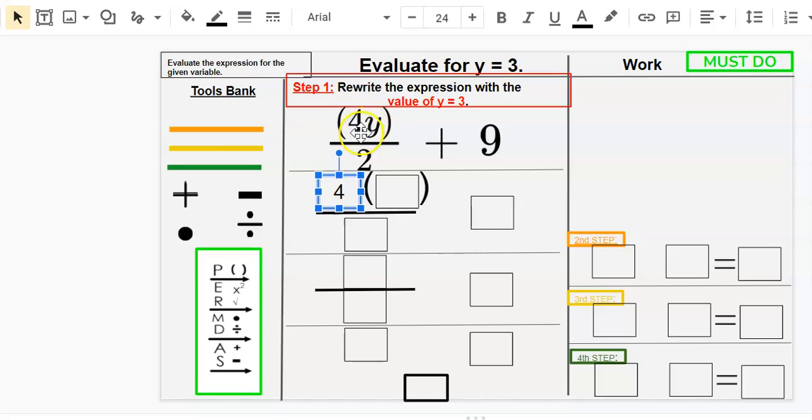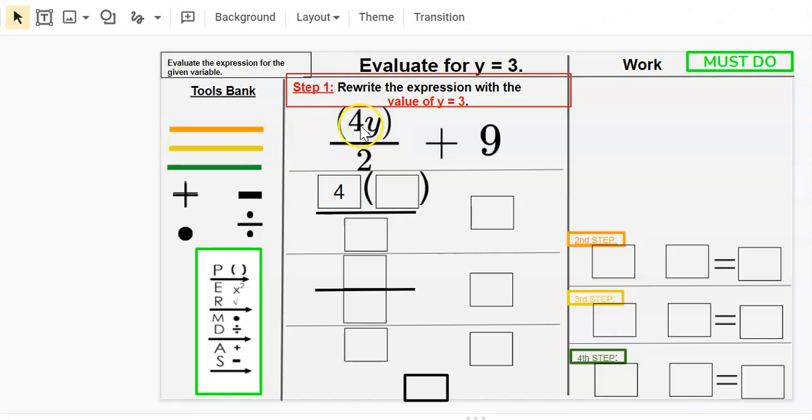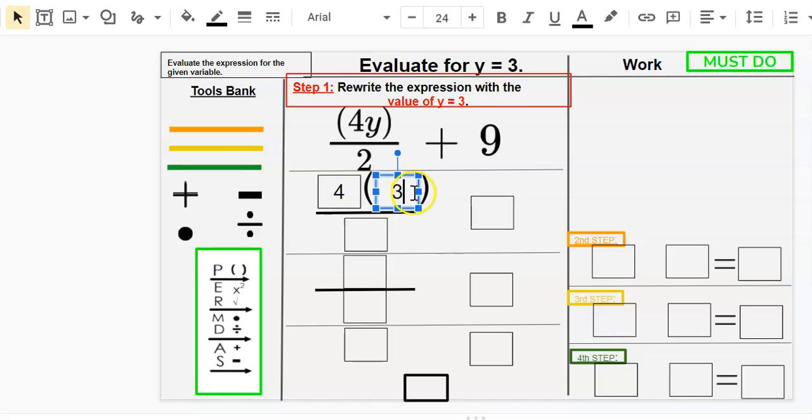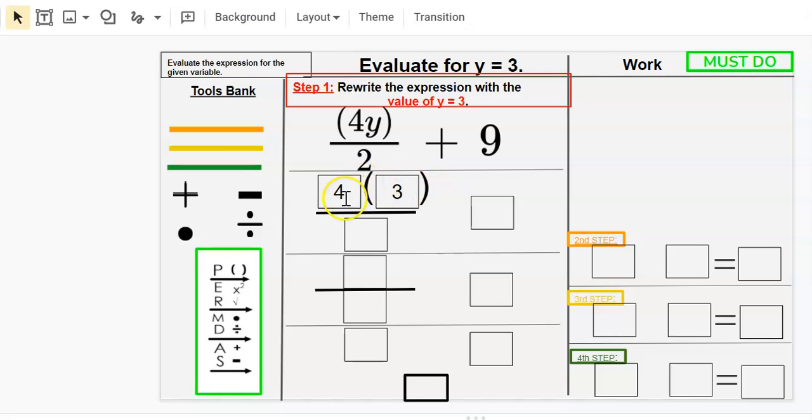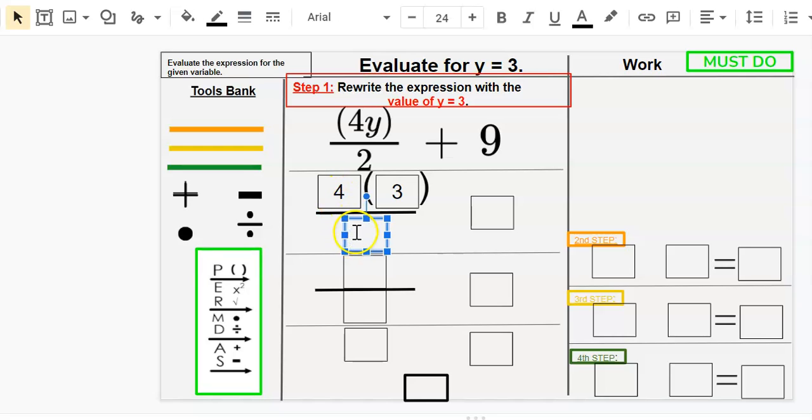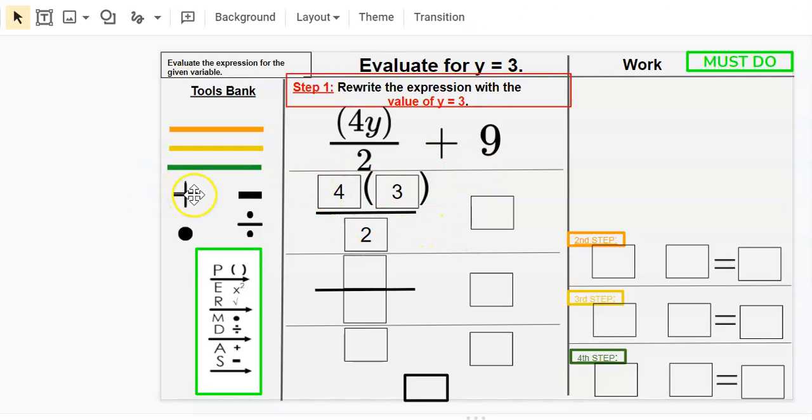We also need to remember that when we have a variable right next to a number, it means multiply. When we rewrite that, we put that second number in parentheses, y equals 3, so I'm putting a 3 here. And remember, a number right next to another number in parentheses means you're going to multiply those two numbers. Okay? The rest of the problem, I'm just putting the exact same way it was.